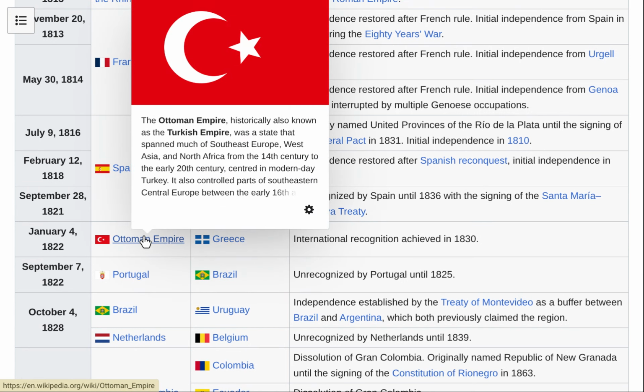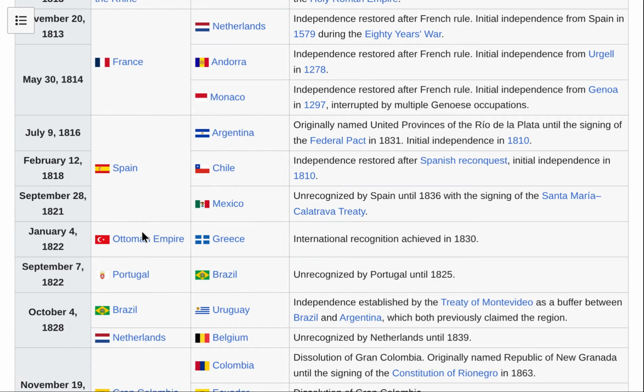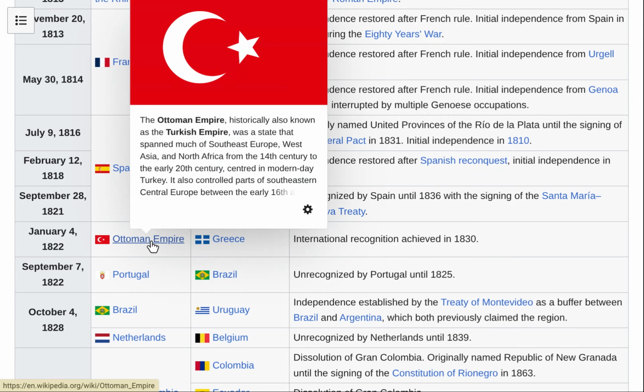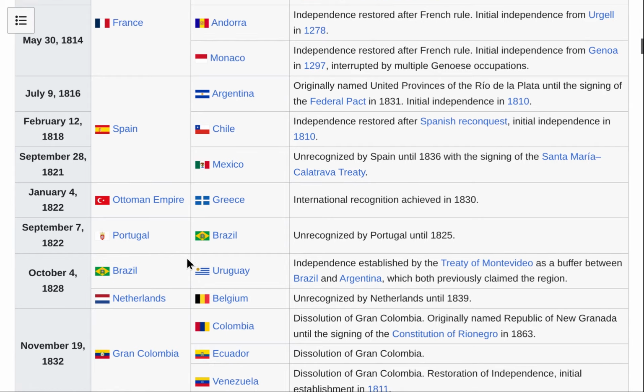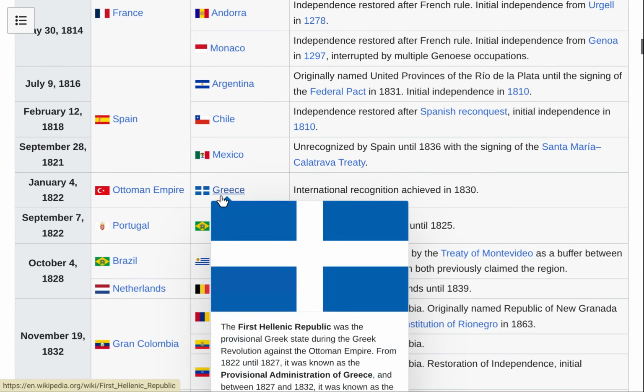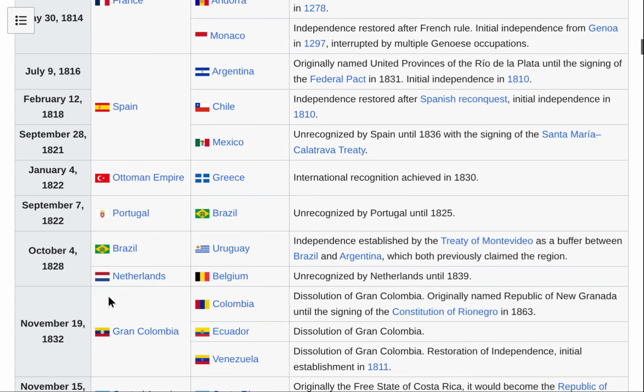And Ottoman Empire, which I've only heard the word Ottoman because it's in my lounge. So the Ottoman Empire, also known as the Turkish Empire, was a state that spanned much of Southeast Europe, West Asia and North Africa from the 14th century to the early 20th century, centered on modern-day Turkey. It also controlled parts of Southeast and Central Europe between the early 16th and whatever century. So we have Greece, which gained independence, which is very cool.